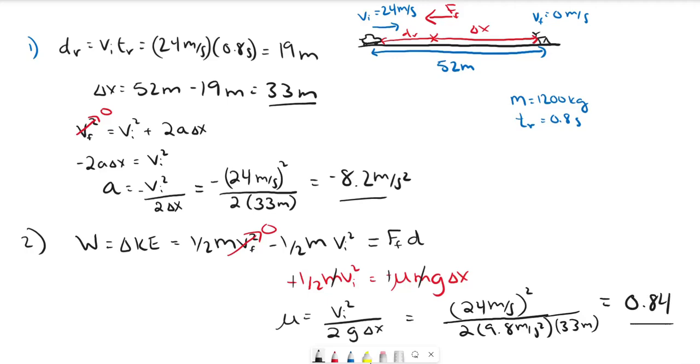So it has to have a pretty high coefficient of kinetic friction in order to be able to stop and not hit the deer. That's how you do one of these problems where they're combining kinematics and work and energy. As you get further into your physics class, you're going to have to start combining all of these different concepts. Hopefully that was helpful, and let me know if there's anything else you guys would like to see.